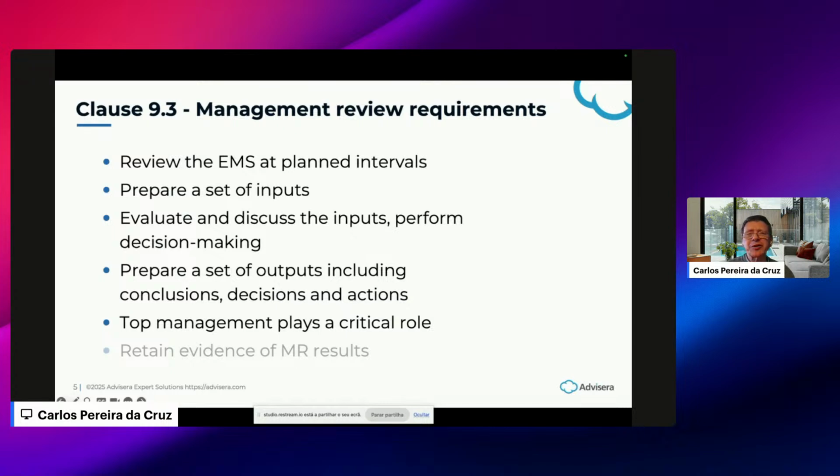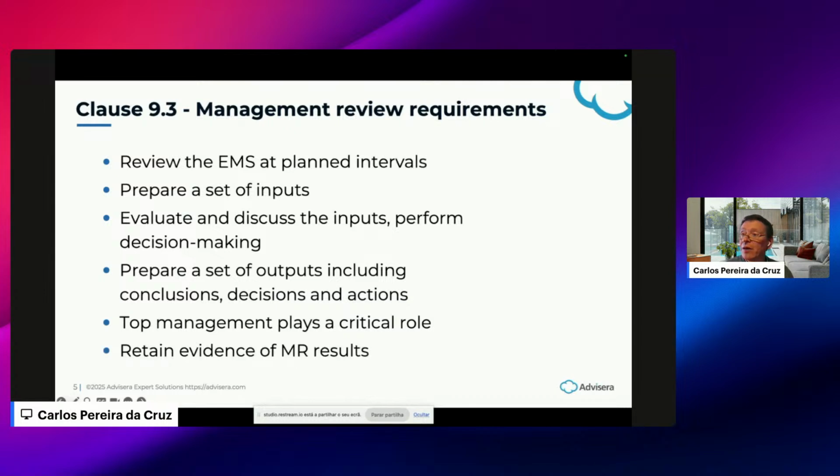Top management. Top management plays a critical role. Leadership ensures commitment, resource allocation, and alignment with business objectives. A myth about management review is that all senior management should be present at the annual meeting. Well, for large organizations, it is unlikely that all senior managers will be present at these meetings. However, the information should be made available for comments and decision-making when appropriate.